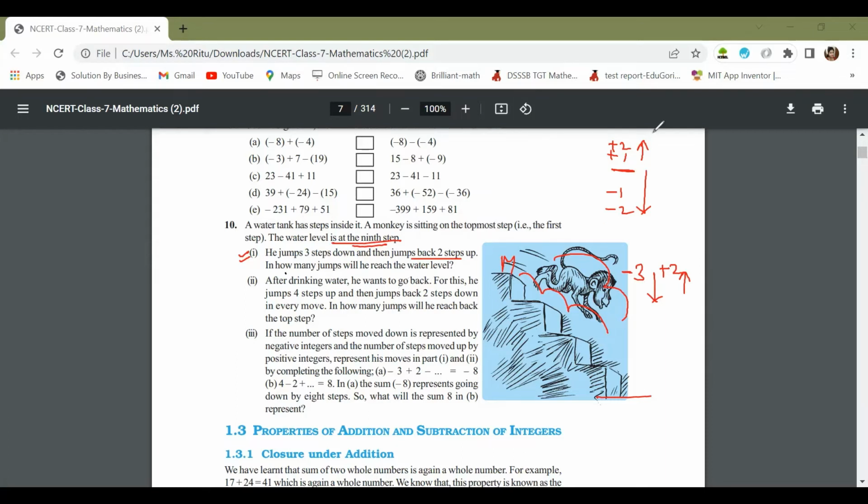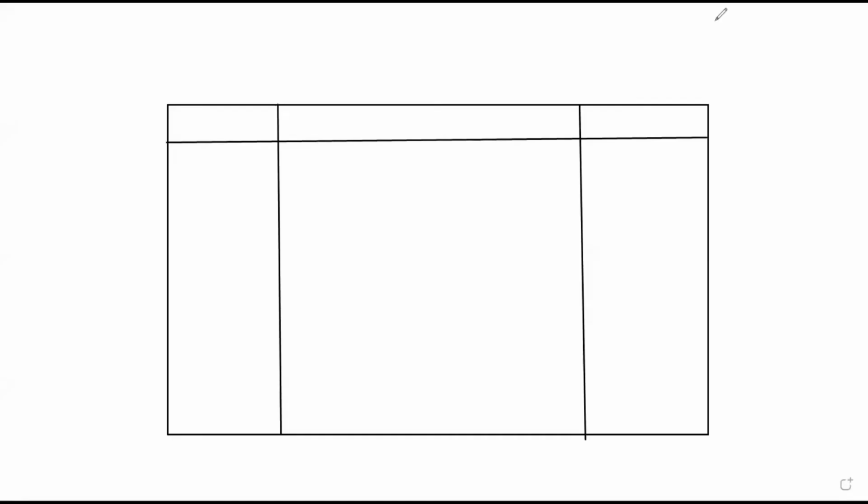So how to do this? Let's visualize. For solving this, we'll make a table like this, and in this column we will write jump. We will just check how many jumps the monkey is taking basically, and here we will write total steps moved, and here we will write current position. Current position means where the monkey is right now after the jump.